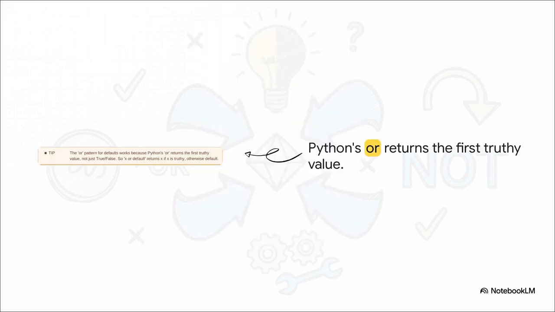And check out this OR pattern for default values. The setup x or default works perfectly because Python simply hands back the very first truthy value it encounters, not just the literal word true or false. If your config variable is an empty string, which is falsy, Python ignores it, moves to the right side of the OR statement, and gracefully returns your fallback default. It's such a wildly powerful one-liner.